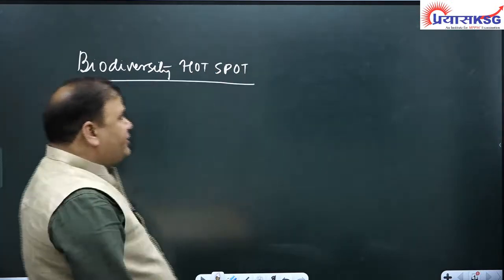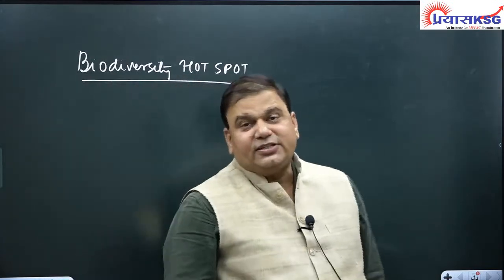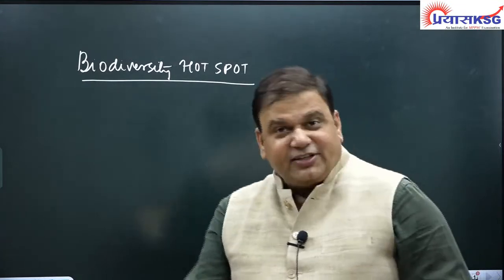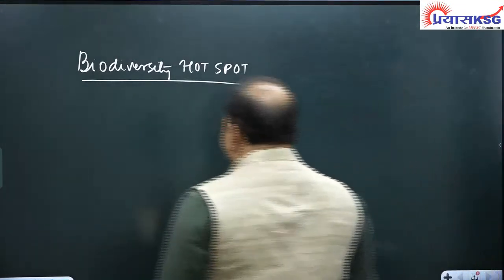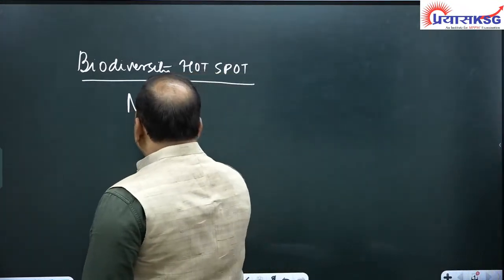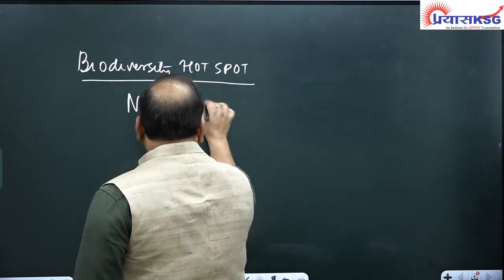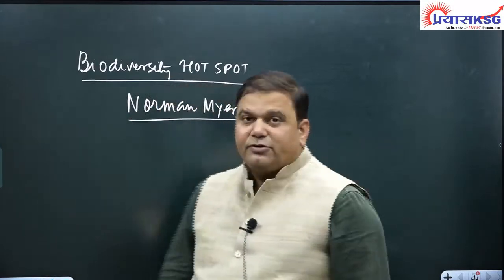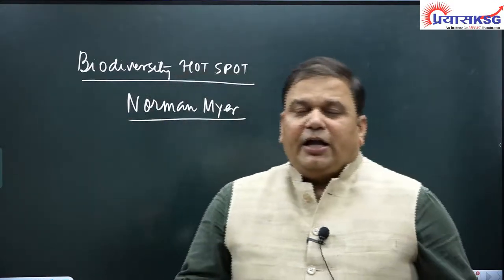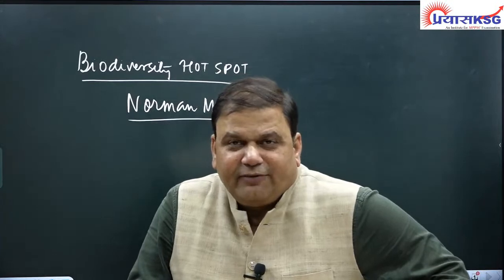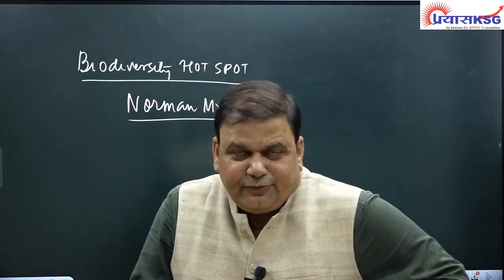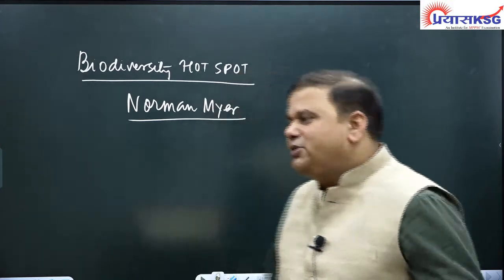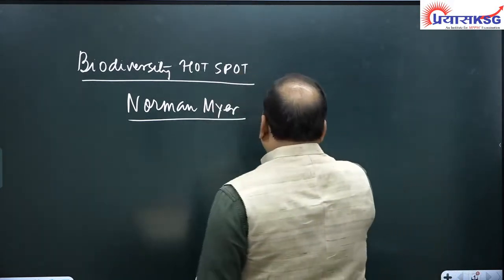Now biodiversity hotspot, the concept has been given by whom? It has been given by a gentleman. His name is Norman Mailer. And he says what? He says that any area can be called as biodiversity hotspot provided it fulfills two conditions. What is the first condition? The first condition is at least 1500 plant species.